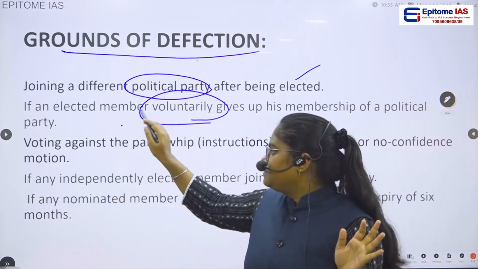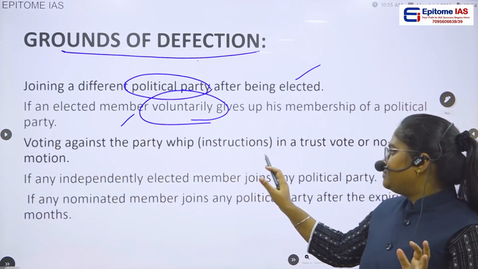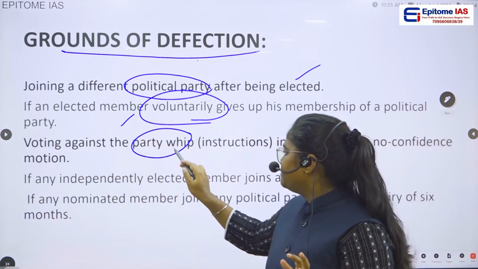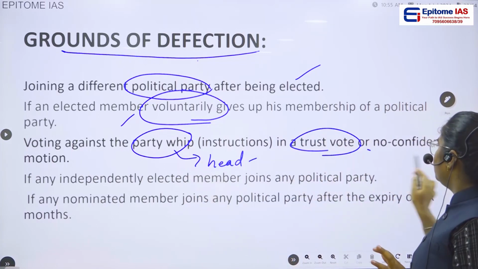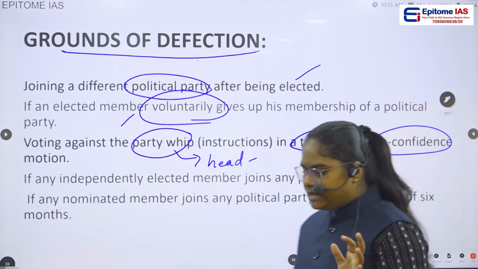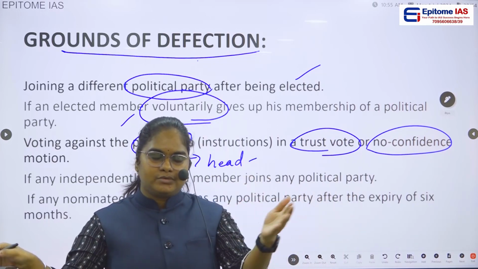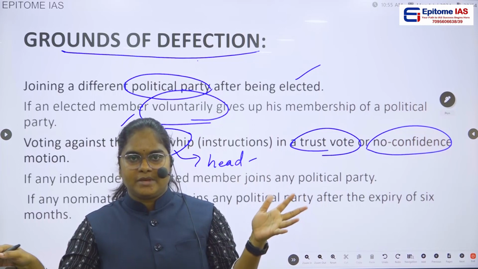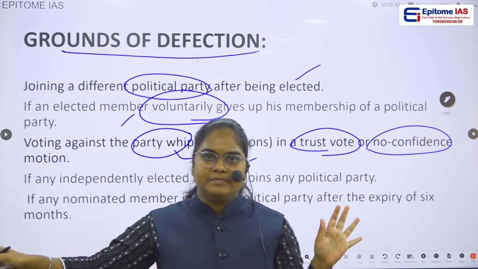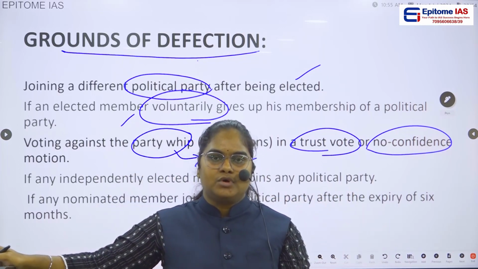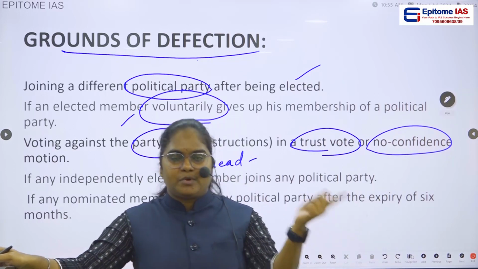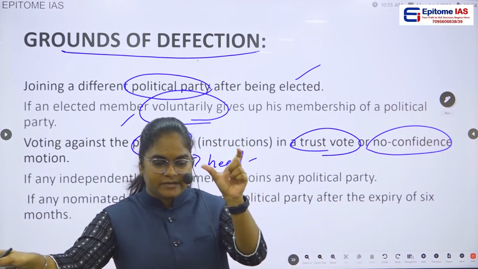Then, voting against the party whip, that is the party's head, in a trust vote or a no confidence motion. Whenever the party whip gives some instruction to the other members of parliament belonging to that political party, these members have to vote as the party whip says.